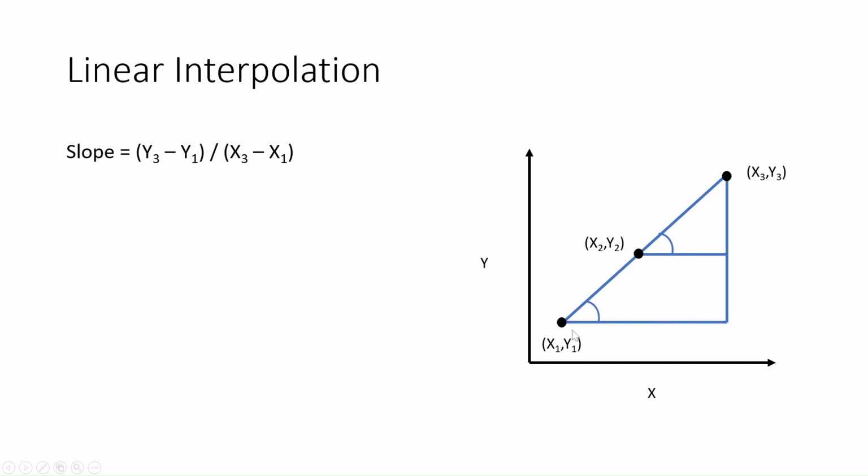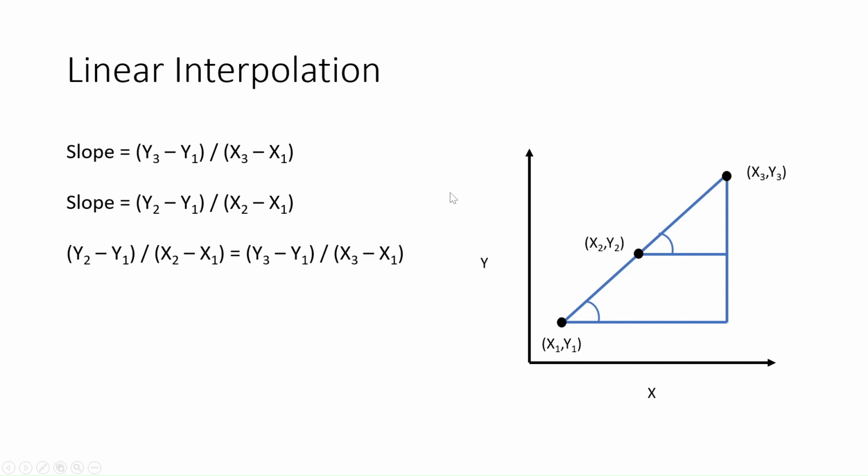So let's calculate the slope between x1, y1 and x2, y2. So again, we calculate rise over run. So we have y2 here and y1 here, which is the rise. And we have the run here, which is x2 minus x1. And we know that this angle and this angle are just the same. So both the slopes are going to be equal. So we equate equation 1 and 2, and then we solve it. And we can get the value of y2, the missing point, by this expression here.